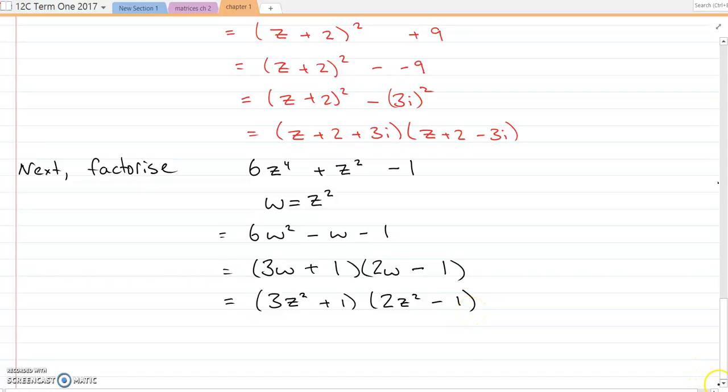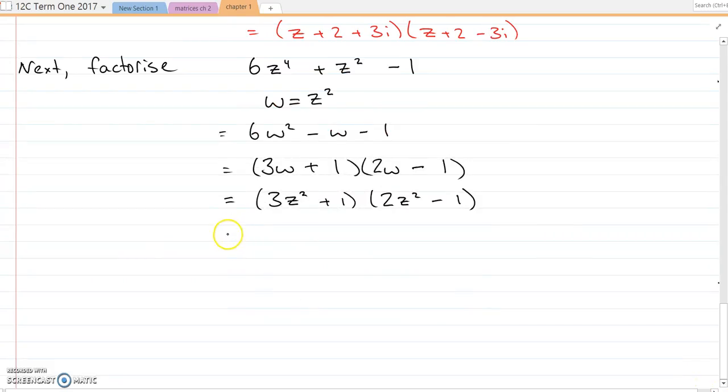Alright, so we're going to use the difference of squares rule on both of these two factors now. So this one, this is the square root of 3z squared. I'll just use square brackets to make this easier to read. Plus 1 is the same as minus i squared. Okay, I've got to have a minus to use the difference of squares rule. Next one, square root of 2z squared, and this is just a minus 1 squared.